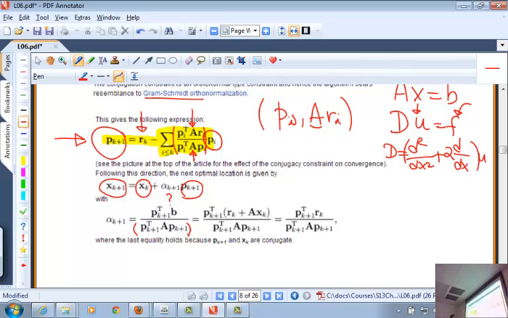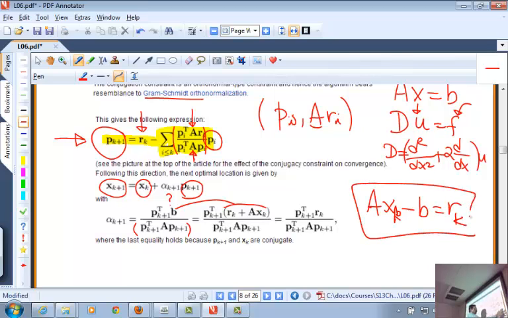Okay, and you can show through algebraic manipulation that b is the same as r plus A x_k. How is that? It's simply A x_k minus b is equal to r_k.